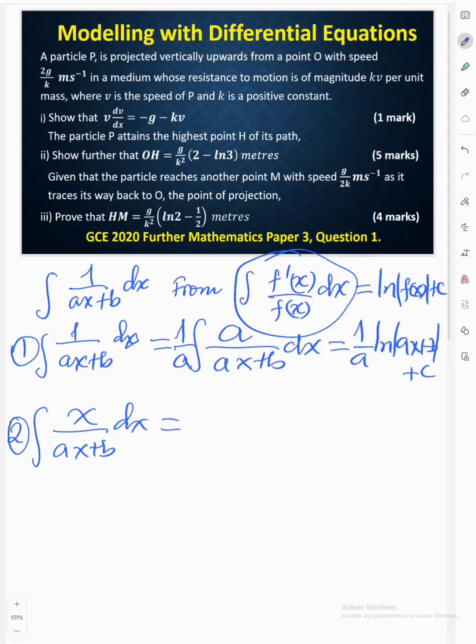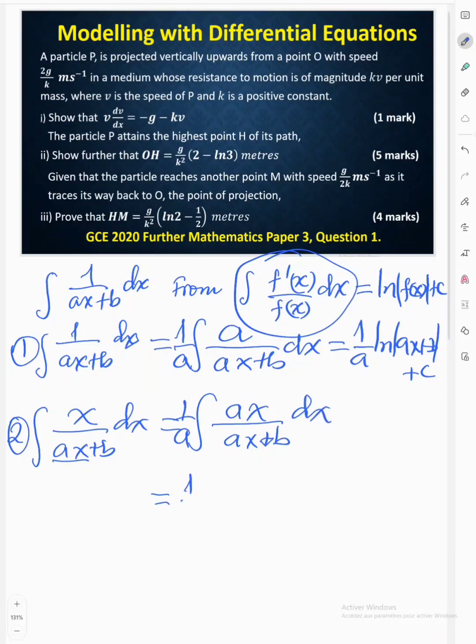In this case, the best strategy would be to make sure that the linear function at the denominator appears at the numerator. So I will start by multiplying the numerator by a so that I build up to determine x at the numerator, so that I get ax. Then I neutralize that multiplication by multiplying the integral by 1 over a so that the a can cancel and the function will not be altered. So I then divide by ax plus b.